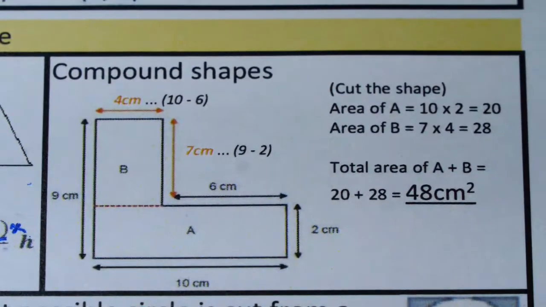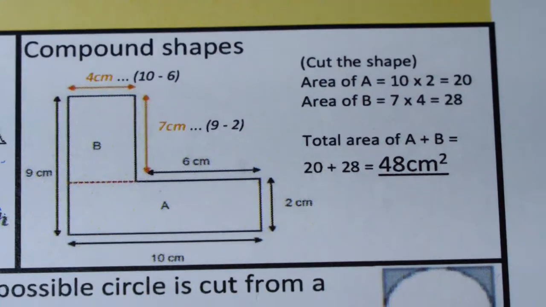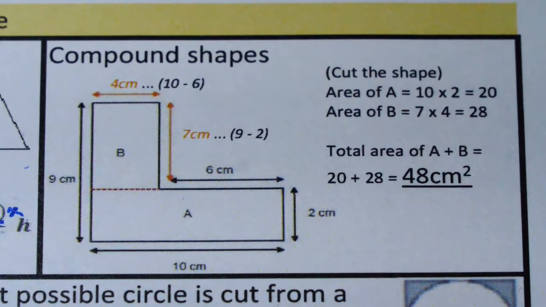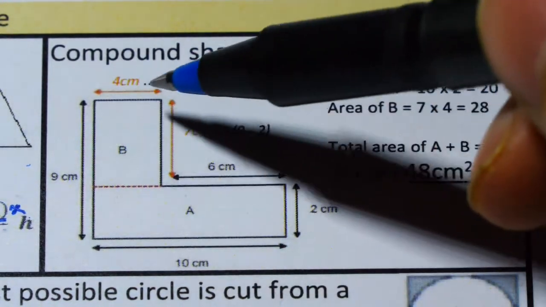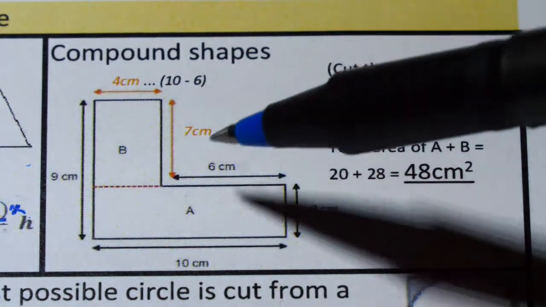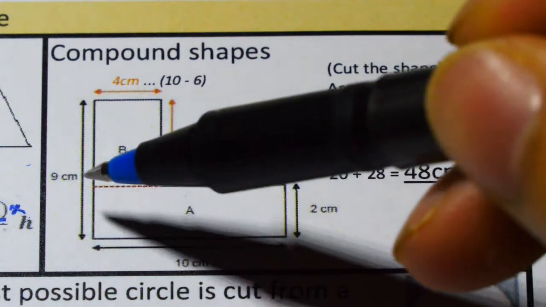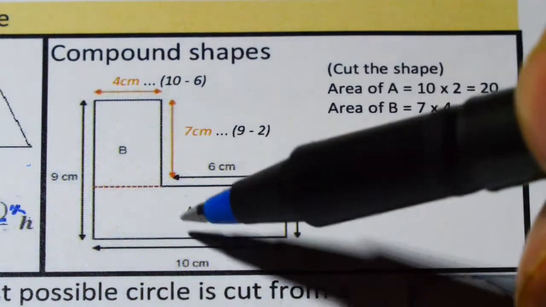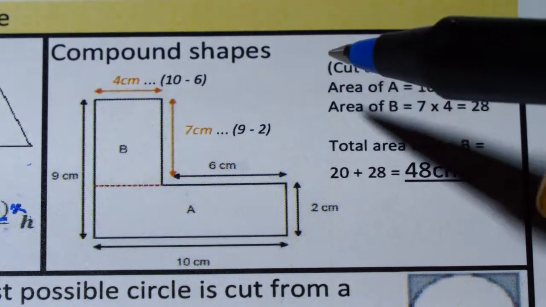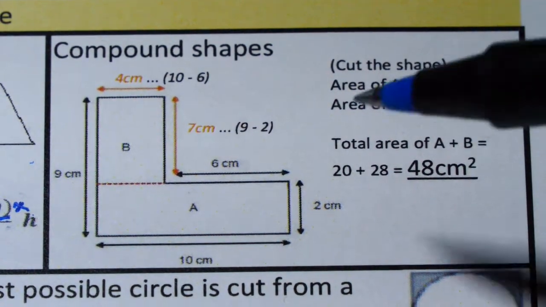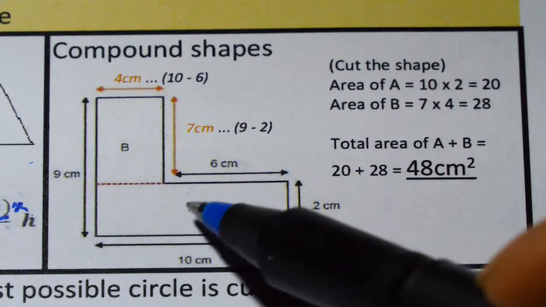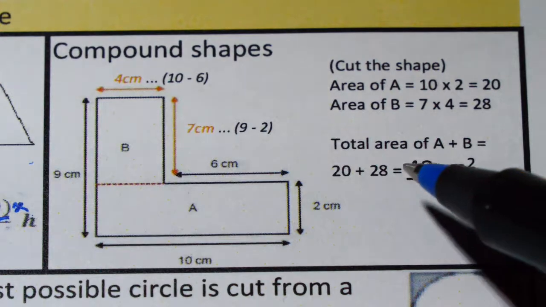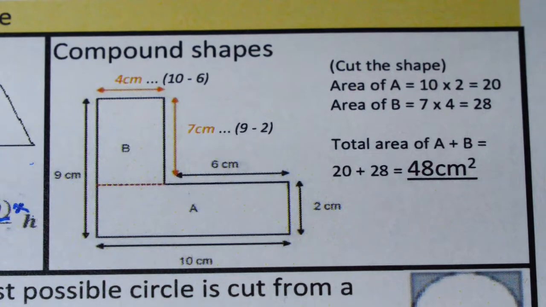And lastly, we have here a compound shape. Compound shape means a shape that is made from more than one shape. So maybe we have 2 shapes or 3 shapes. Here we have an L shape. This L shape can be cut into 2 rectangles. So what do we have to do? We have to cut the shape. After we cut the shape, we find the area of each shape. So we are going to find the area of A and the area of B, and then add them together.